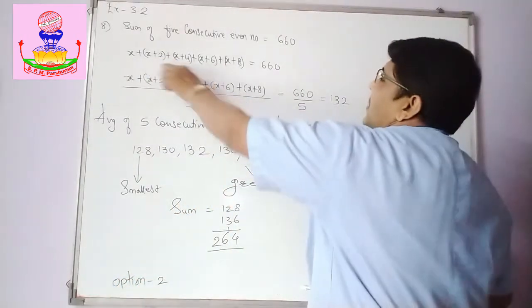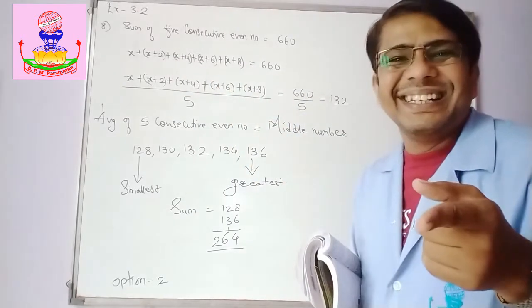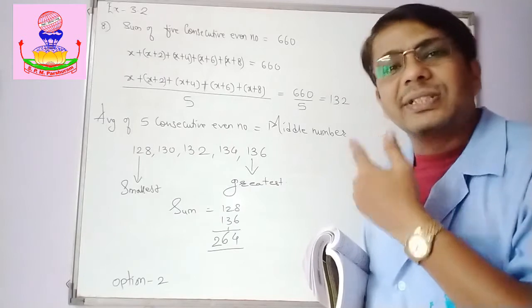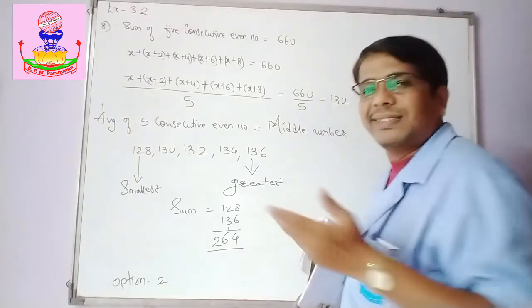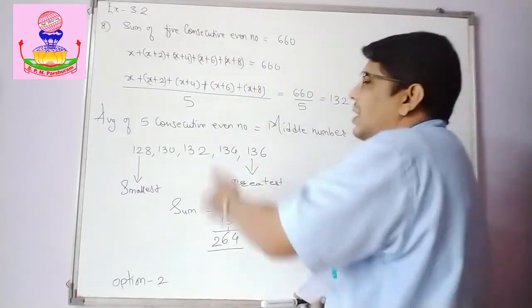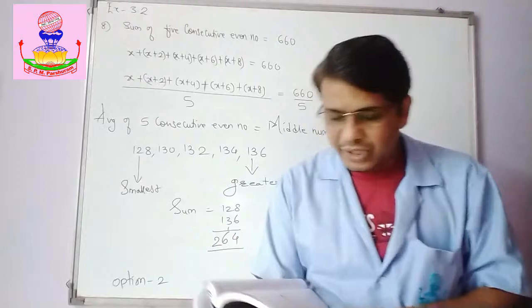Now my dear students, you can solve in this way also. This is equal to this. Solve here, you will get value of x. Then you can find all the numbers, that is smallest and the greatest, and then you can find the addition. In that way also you can do, or you can go in this way also. There are various ways you can attempt.